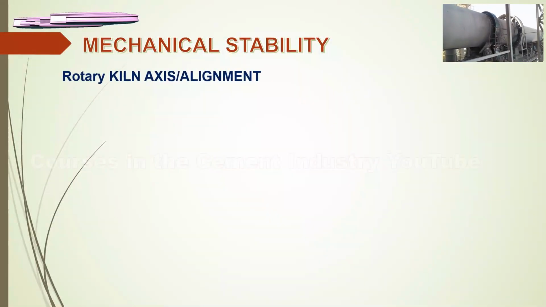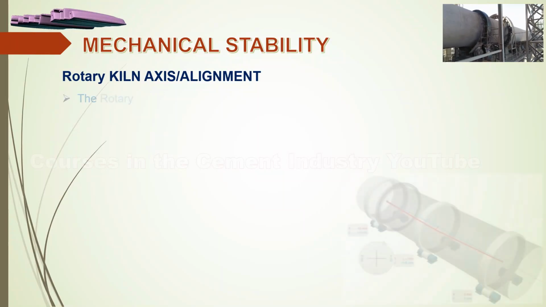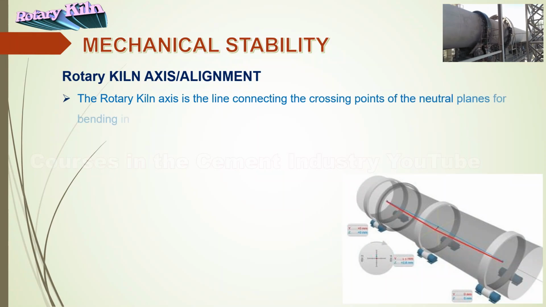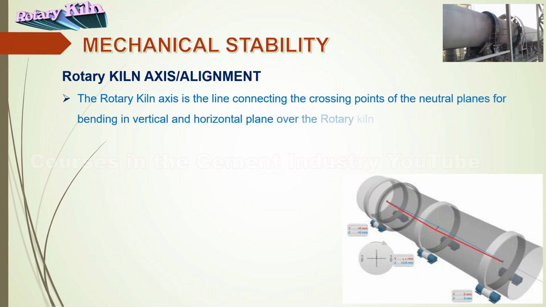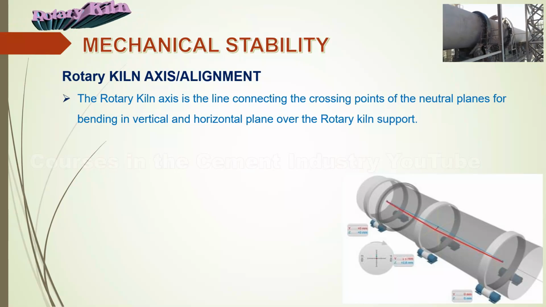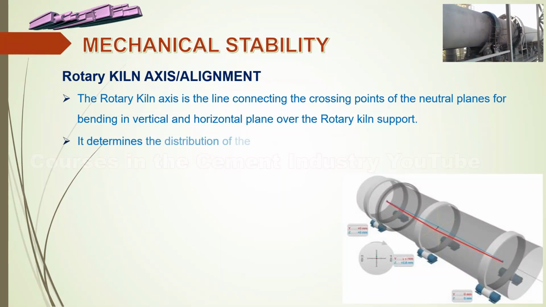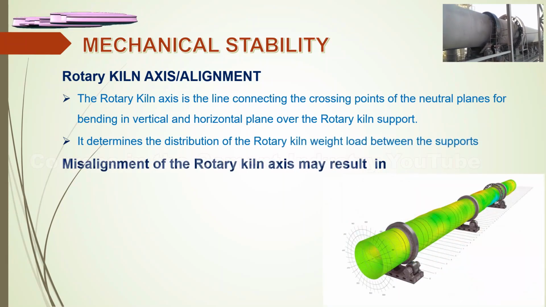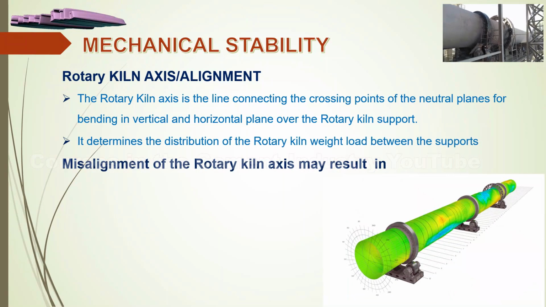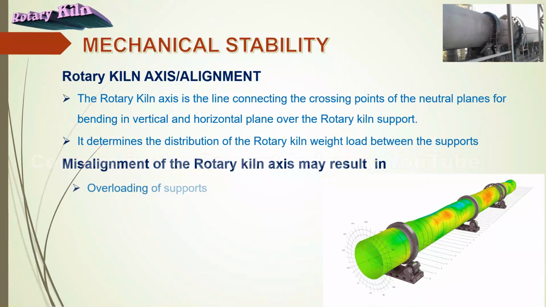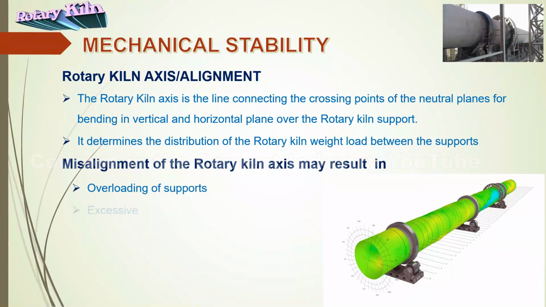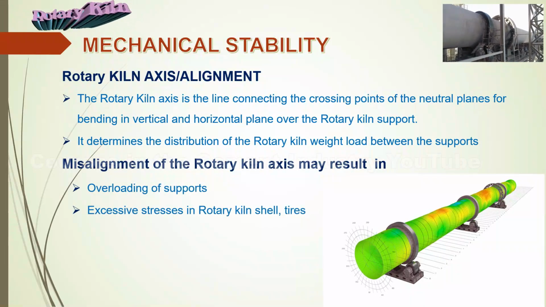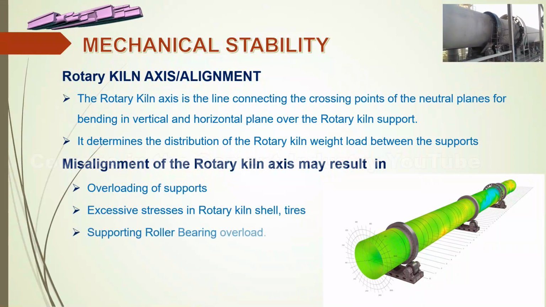Rotary kiln axis and alignment. 1. The rotary kiln axis is the line connecting the crossing points of the neutral planes for bending in the vertical and horizontal plane over the rotary kiln support. 2. It determines the distribution of the rotary kiln weight load between the supports. Misalignment of the rotary kiln axis may result in 1. Overloading of supports. 2. Excessive stresses in rotary kiln shell and tires. 3. Supporting roller bearing overload.